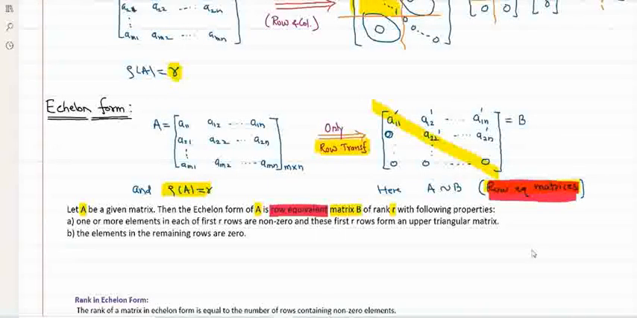The definition is the exact definition of the echelon form. I have started with the matrix A. Let A be a matrix. Then the echelon form of A is a row equivalent matrix B of rank R with the following properties. One or more elements in each of the first R rows are non-zero, and these R rows form an upper triangular form.